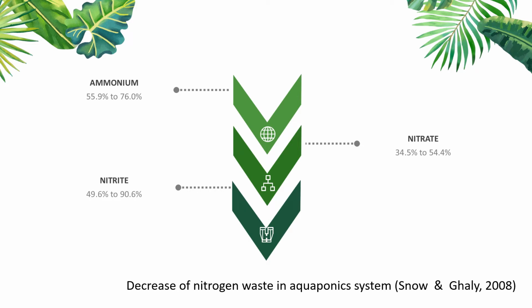So according to Snow and Gully, this is the decrease of nitrogen waste in an aquaponic system. For ammonium, it is around 55.9% to 76%. Nitrate is 34% to 54%. And nitrite is 49.6% to 90%. How come nitrate is high? Because you need nitrate to be converted into nitrite.